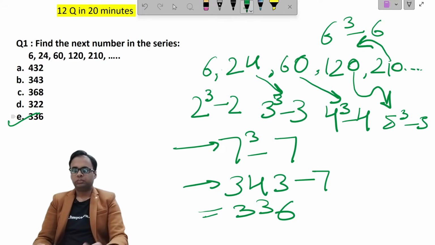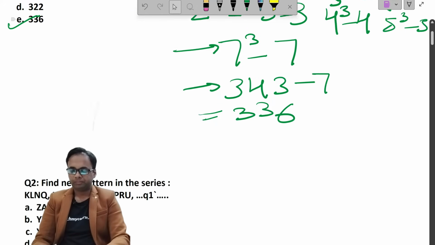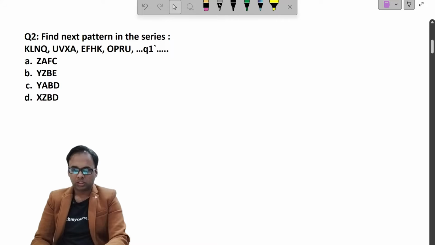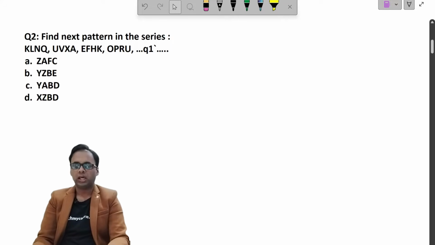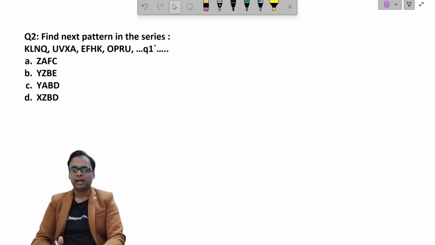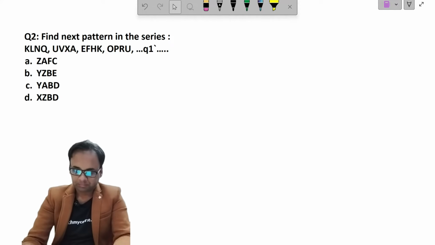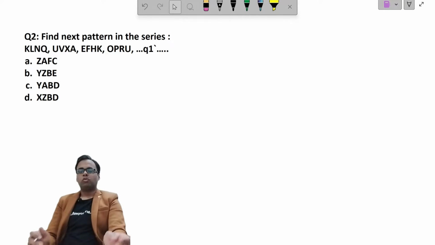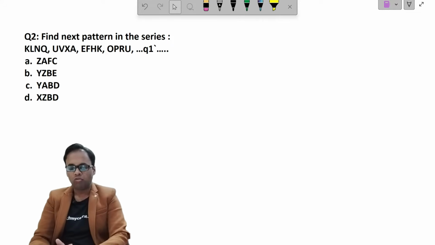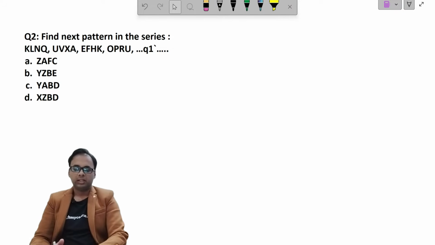So, next we proceed to the next question. The next question is: find the next pattern in the series K, L, N, Q, U, V, X, A, E, F, H, K, O, P, R, U, and we don't know what the next group is. There are four options: Z, A, F, C; Y, Z, B, E; Y, A, B, D; and X, Z, B, D. We cannot just solve this question like that. First of all, like always, we need to identify the trend in this series.